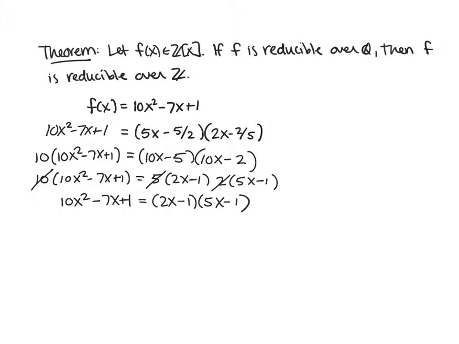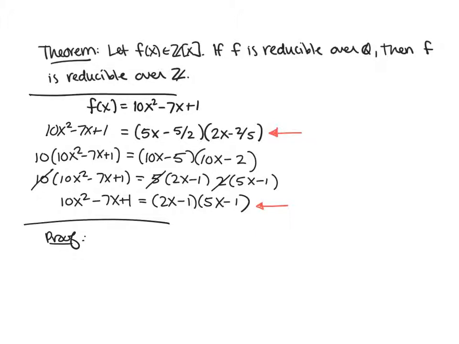So this theorem essentially says you can always do this. If you can find a factorization over the rational numbers, then you can always find a factorization over the integers, essentially by following this exact process. And the key piece to showing that this process always works is actually Gauss's lemma. So now that we've seen an example, let's work on proving the theorem.